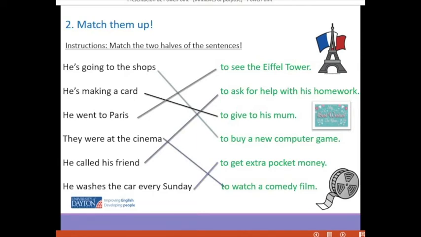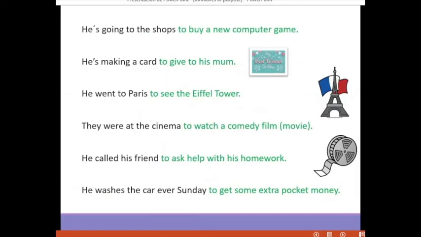Oh my god, so great. I hope you were correct. Let's check the answers. He's going to the shops to buy a new computer game. Perfect. So let me show you another image with the answers. It's like this. He's going to the shops to buy a new computer game. He's making a card to give to his mom. Yes, it's beautiful, probably a Mother's Day card. It's a blue, beautiful card. So he's making a card to give to his mom.